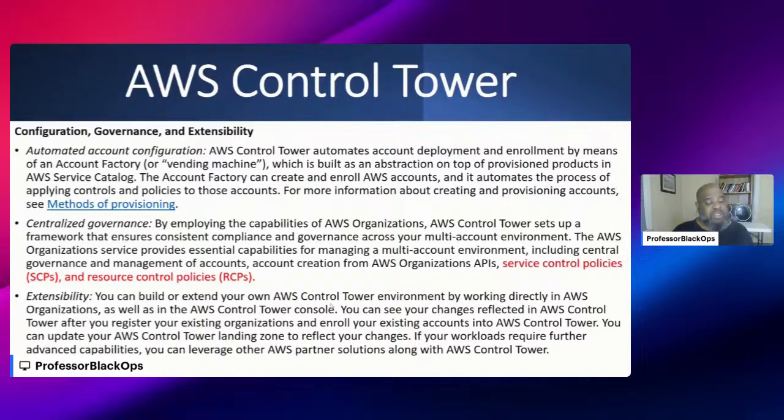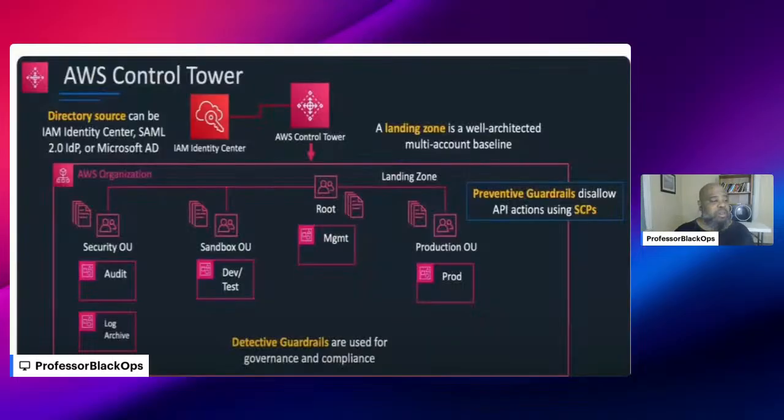Extensibility: you can build or extend your AWS Control Tower environment by working directly with AWS Organizations. In the Control Tower console, you can see your changes reflected in AWS Control Tower after you register your existing organization and enroll your existing accounts into AWS Control Tower. We're definitely going to dig into that account factory, because especially as a GRC person, you want to make sure you have configuration management there so your accounts can have tagging, security, proper OU, and least privileges when they create those accounts. So that's definitely a big part of GRC.